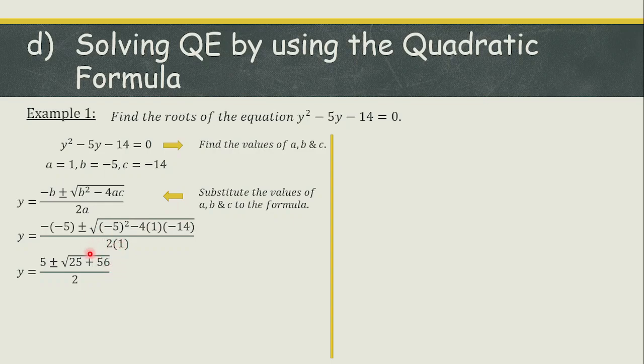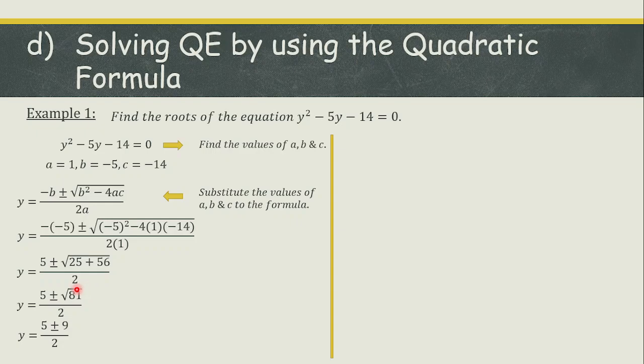Then after that, yung sa denominator naman, 2 times 1, the answer is positive 2. Then, continue solving. I-add na natin yung values inside the square root. So, 25 plus 56, the answer is 81. So, yung kalabasan ng sa solution natin, y is equals to 5 plus minus the square root of 81 divided by 2. Then, hanapin na natin yung square root ni 81.